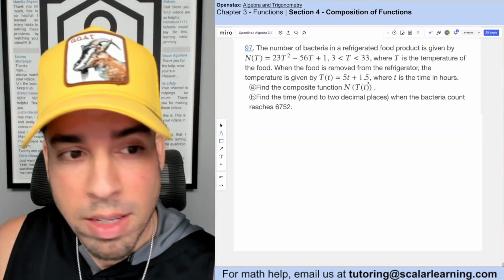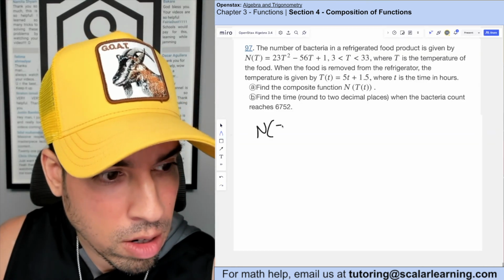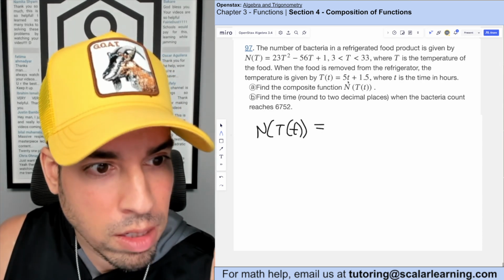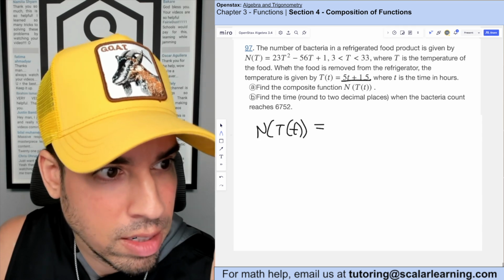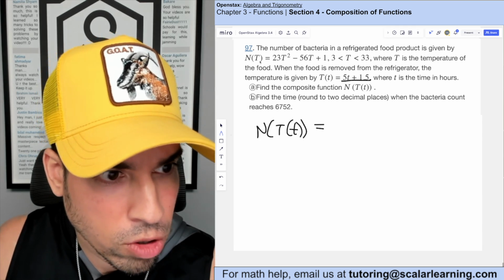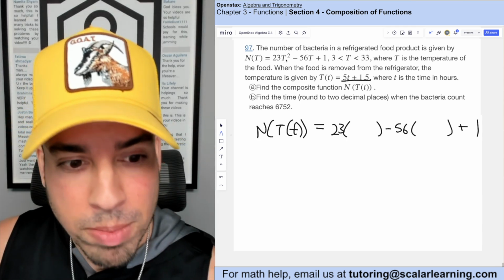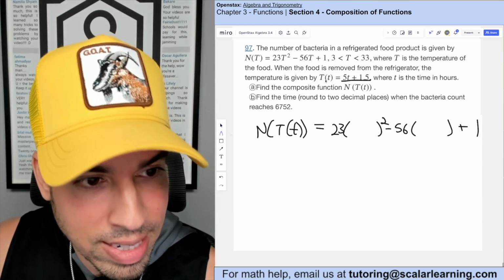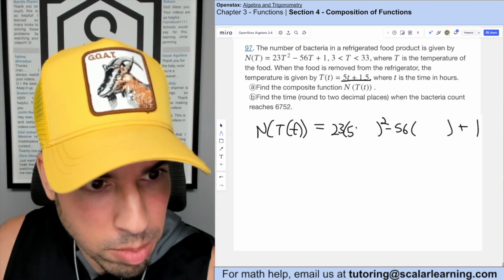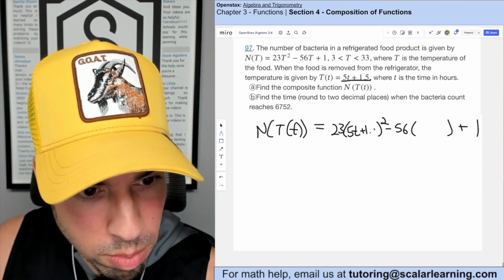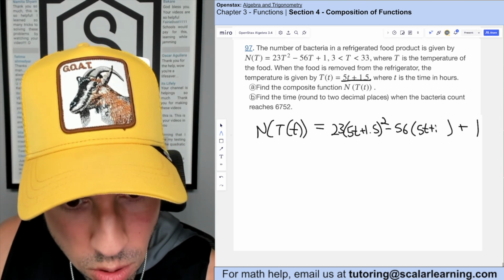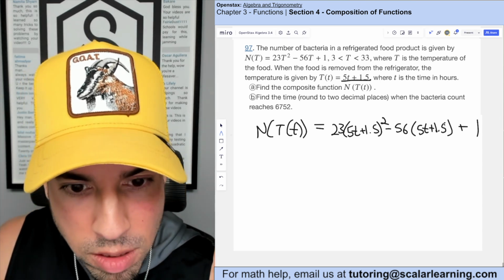Here we're supposed to find the composite function n of t of little t. So we're basically plugging this guy in for every instance of t in this function. So everywhere where I have t up top, I've kind of created a placeholder of parentheses, and now we're going to plug t of t in. So that's going to be 5t plus 1.5, 5t plus 1.5, but we can simplify, but we're going to leave it as is.